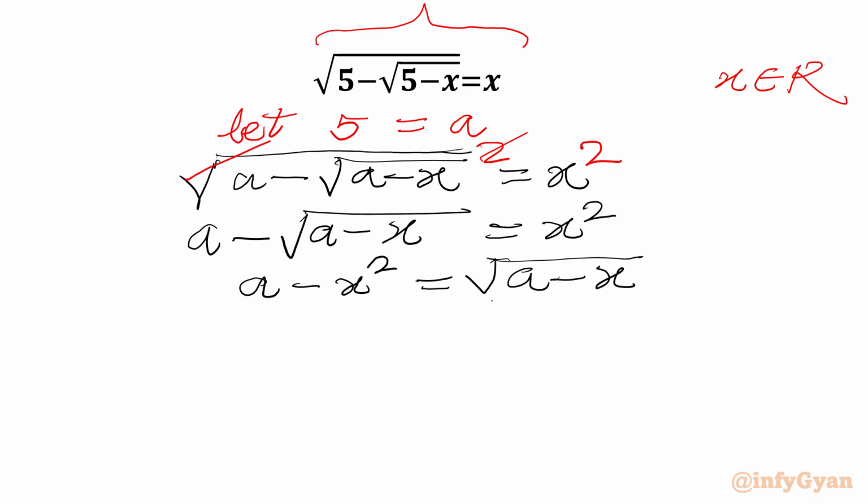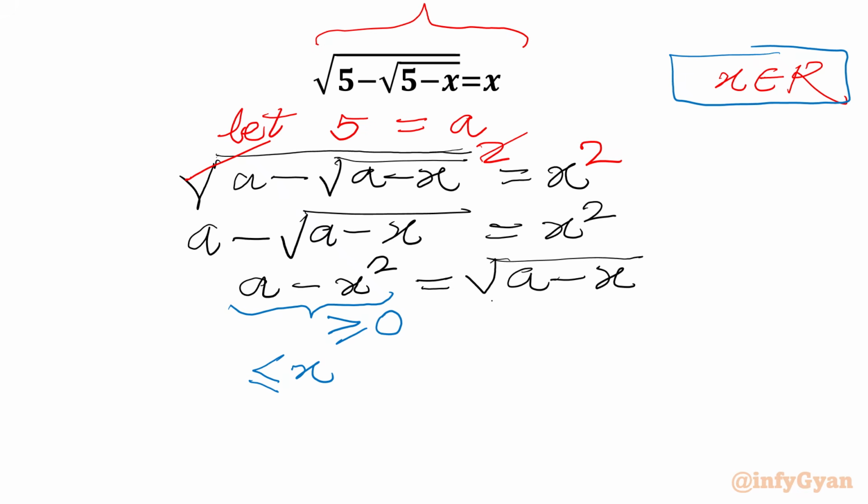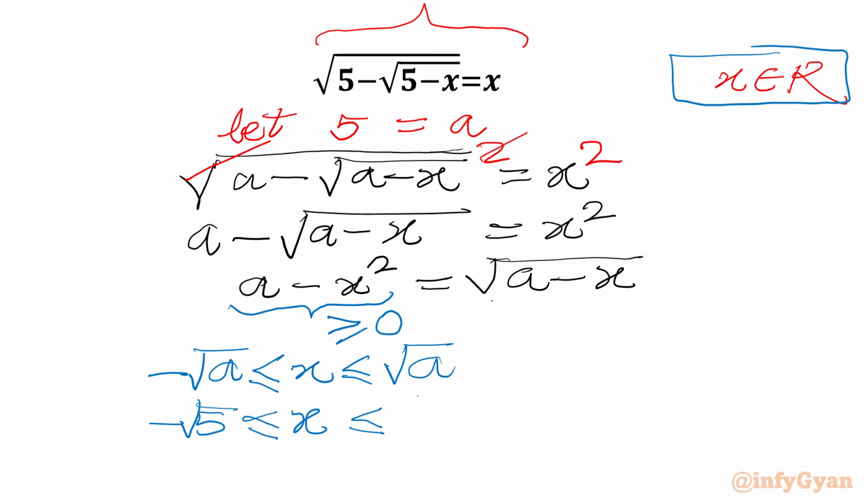We have a square root on the RHS. So our left hand side must be non-negative for x to be a real number. So we can write x should be in the interval minus square root a to plus square root a. A is 5. So I can write x should lie in the interval minus square root 5 less than or equal to x less than or equal to square root 5. So for x to be real, our x should be from minus square root 5 up to square root 5.